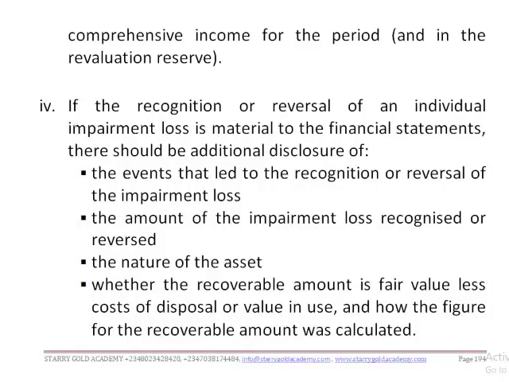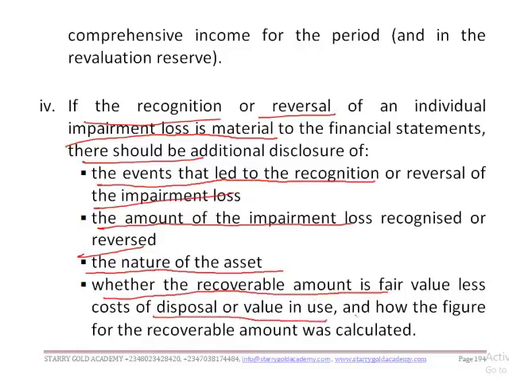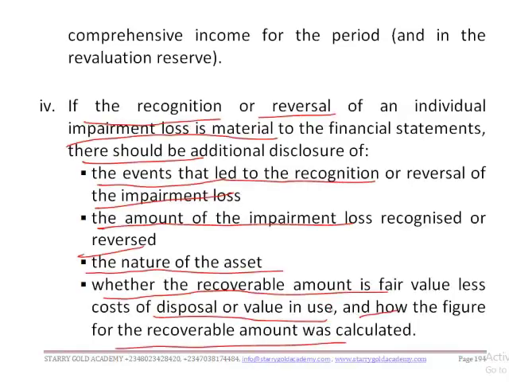Also, companies are required to disclose, if the recognition or reversal of an individual impairment loss is material to the financial statements, additional information: one, the events that led to the recognition or reversal of the impairment loss; two, the amount of the impairment loss recognized or reversed; three, the nature of the asset; four, whether the recoverable amount is fair value less cost of disposal or value in use, and how the figure for the recoverable amount was calculated. Is that clear to you? Okay, let me take that again.